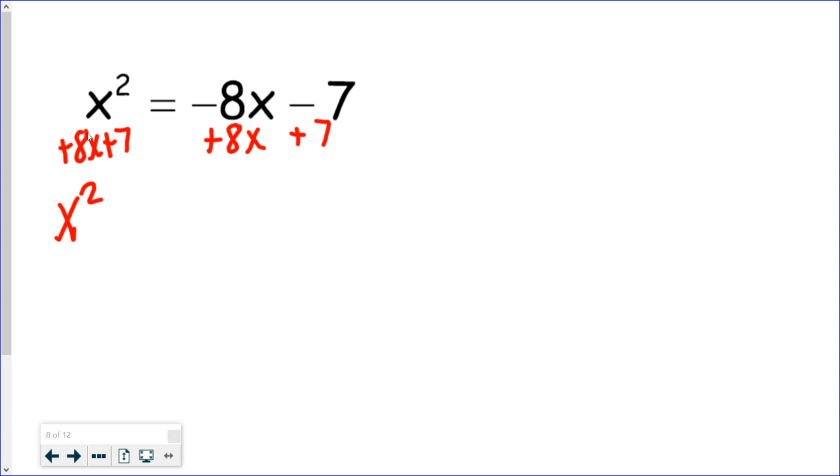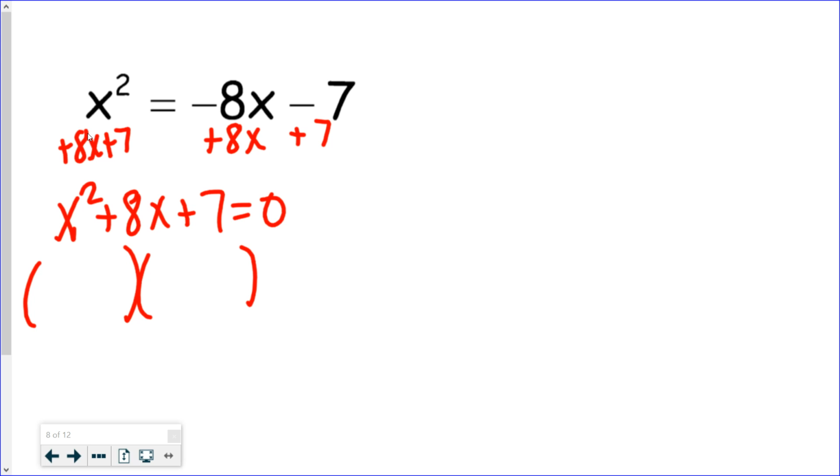So I get x squared plus 8x plus 7. My leading coefficient is 1, so this is just what I call straight up factoring. Two factors of x are x and x. My only two factors of 7 are 7 and 1. So hopefully when I add those together, I get 8. 7 plus 1 is 8, so that's my factorization.